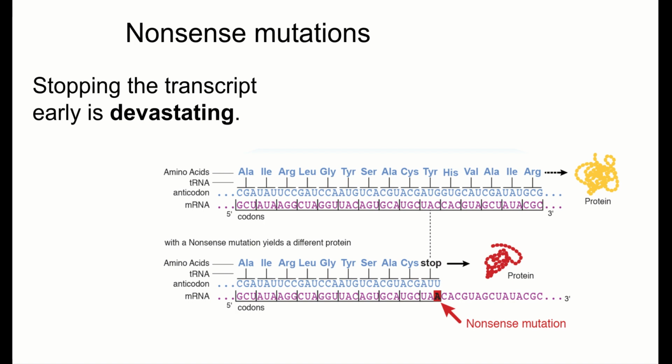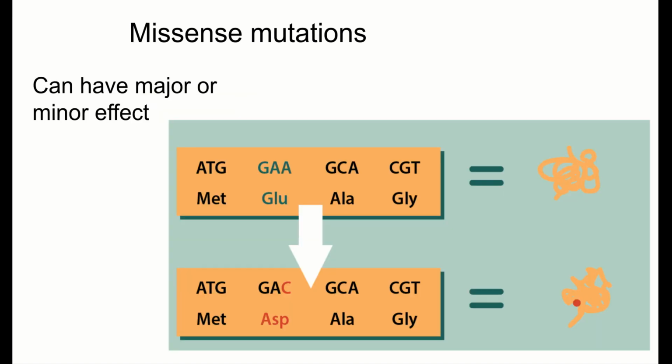Nonsense mutations, stopping the transcript early because we have an early stop codon, are devastating. If we're only getting partway through our protein code, if we're only getting some of our amino acids into that amino acid chain, we are certainly not going to make a functional protein. Nonsense mutations are typically disastrous for the protein function. Missense mutations, on the other hand, can have a major effect or a minor effect, and it's kind of hard to predict what the effect will be.